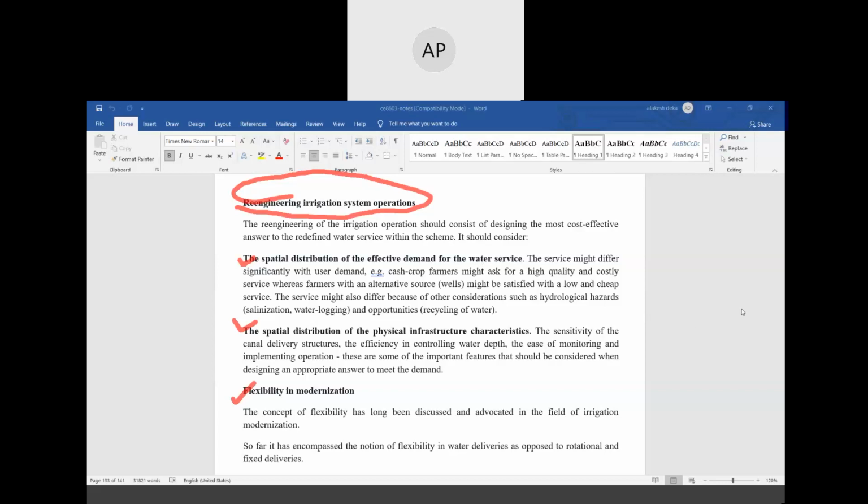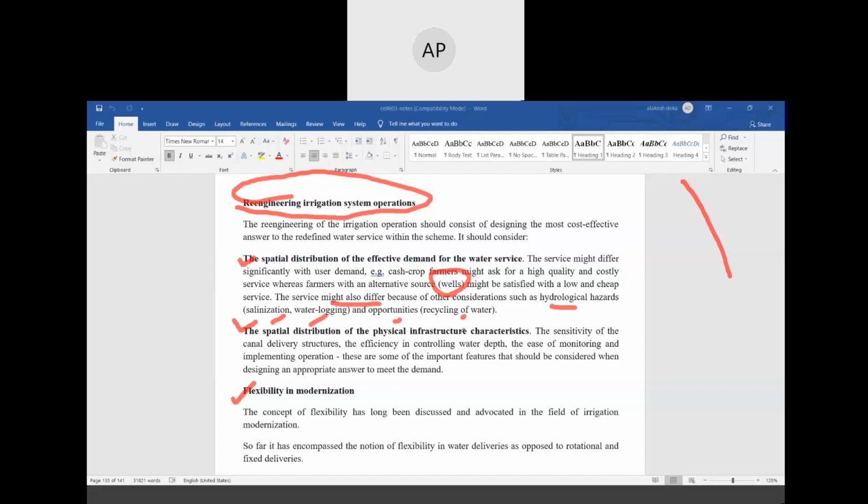The service might differ significantly with user demand. For example, cash crop farmers might ask for a high quality and costly service, whereas farmers with alternative sources, that is wells, might be satisfied with a low and cheap service, isn't it? The service might also differ because of other considerations such as hydrological hazards, salinization, waterlogging opportunities, and recycling of water.